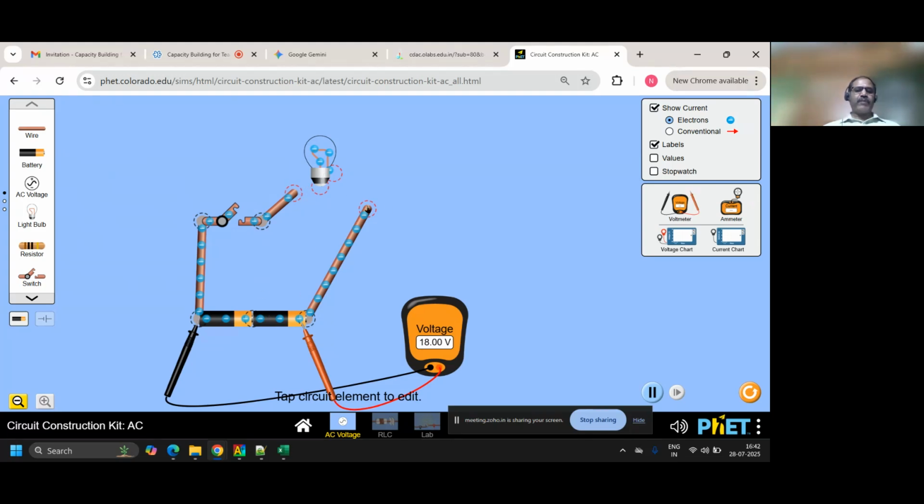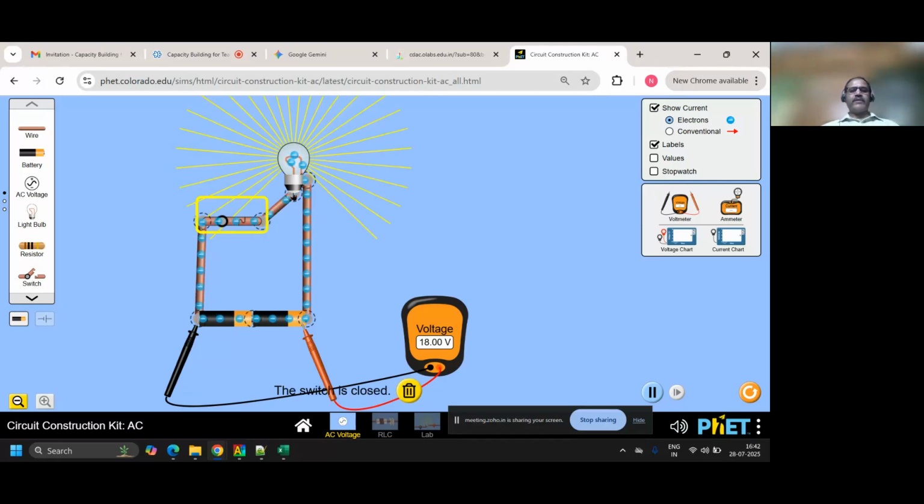Now I properly connect. I take the bulb here. I connect this wire to this end. I connect this wire to this end. Now I switch on. The bulb glows. Okay. Now the bulb glows. So the circuit is complete.